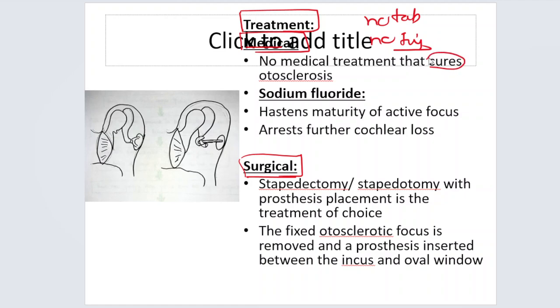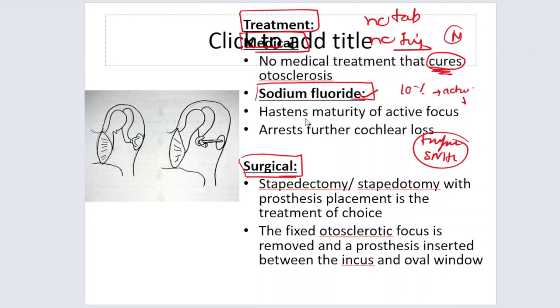You can stop it to some extent with sodium fluoride, but there is nothing that cures it. You will not get a normal hearing when you give sodium fluoride. It is only for those 10% of cases that come to you with an active focus, which is causing tinnitus and sometimes sensorineural hearing loss. In such cases you can give sodium fluoride, because it hastens the maturity of the active focus and arrests further cochlear loss.